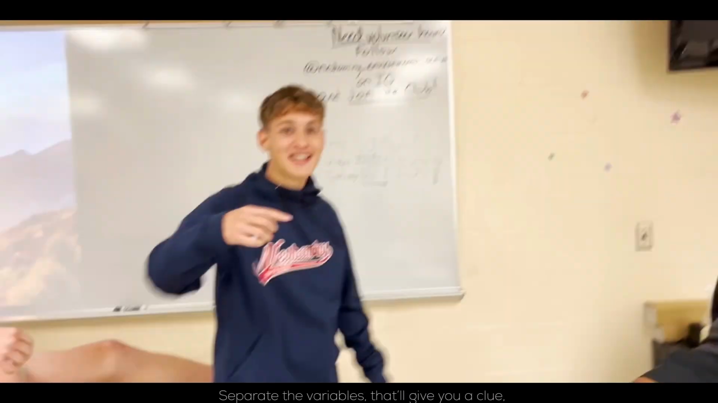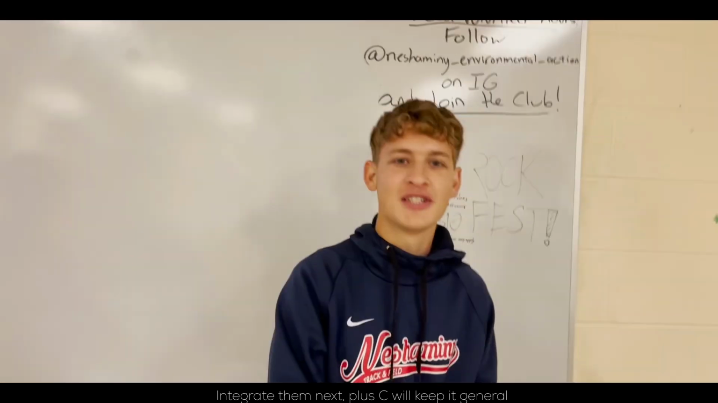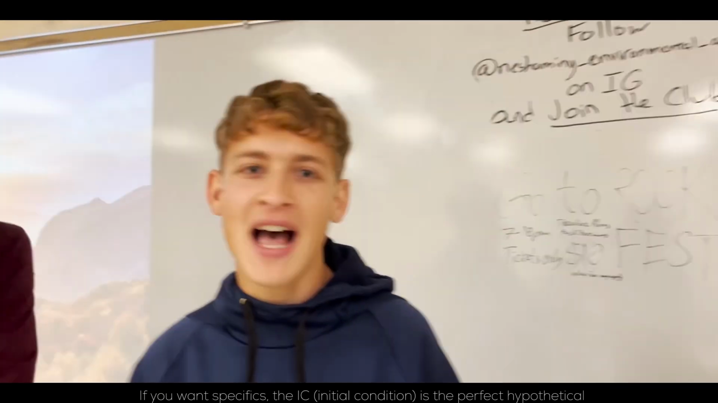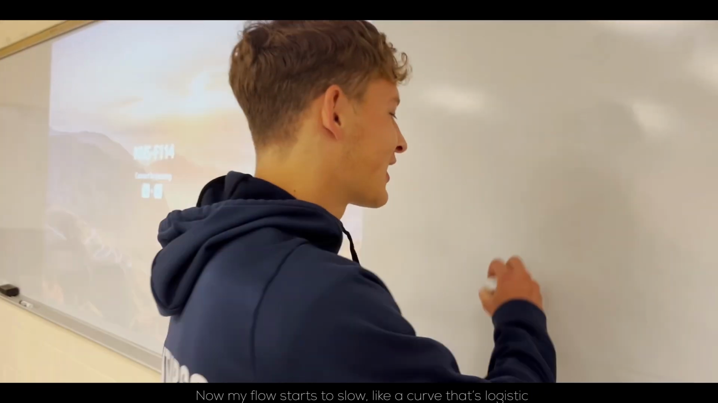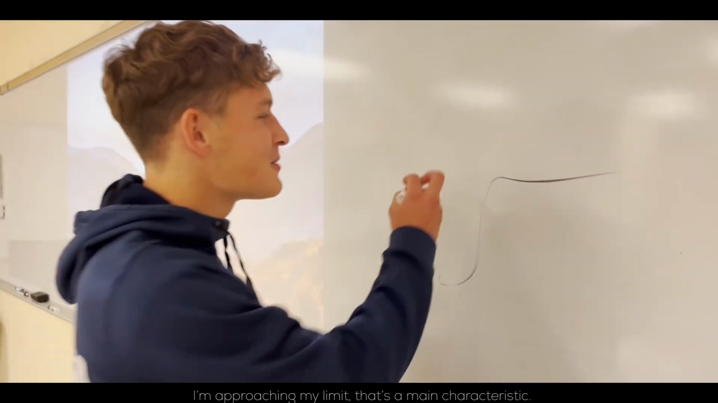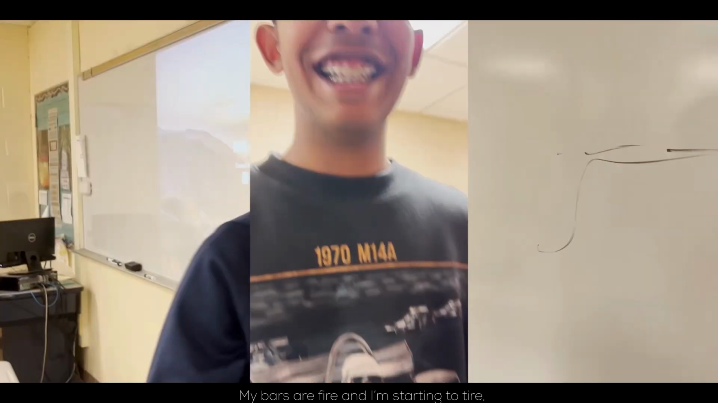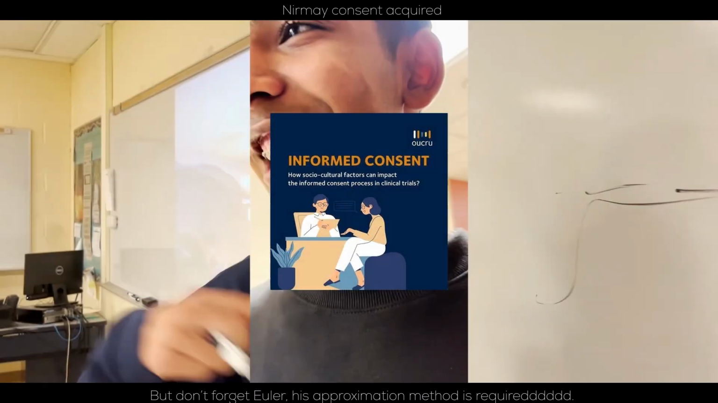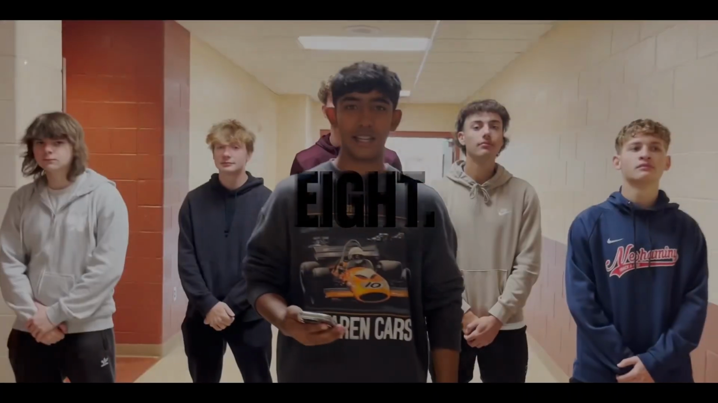Separate the variables, that'll give you a clue. Integrate them next, plus C, we'll keep it general. If you want specifics, the IC is the perfect hypothetical. Now my flow starts to slow, like a curve that's logistic. I'm approaching my limit, that's the main characteristic. My bars are fire. You approve the dance. But don't forget Euler, his approximation method is required.